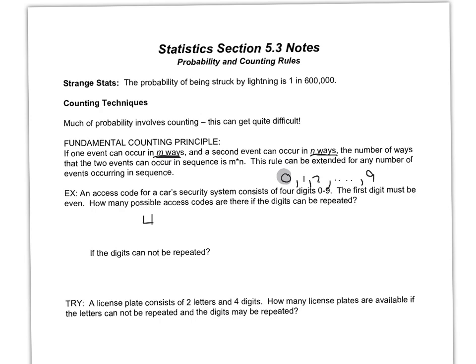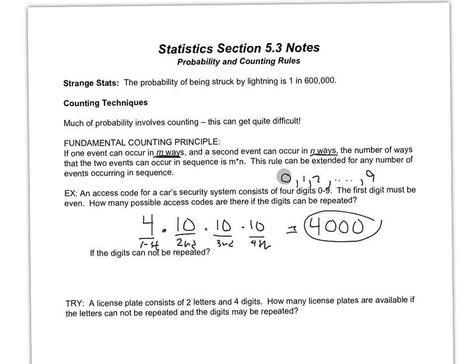There are 4 possibilities. Now the rest of the digits can be repeated, and they can be any of these 10 digits. So the second digit can be any of the 10 numbers. So the first digit has 4 possibilities, the second has 10, the third has 10, and the fourth has 10. That means there's a total of 4,000 different access codes, and of those access codes, we know that the first one has to be even.